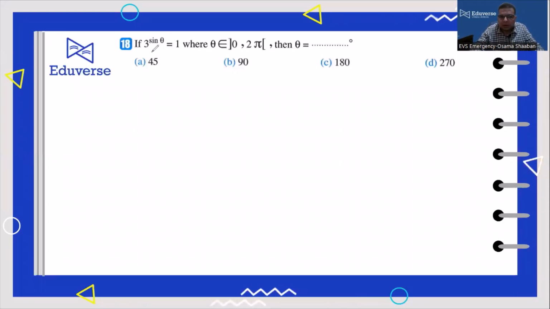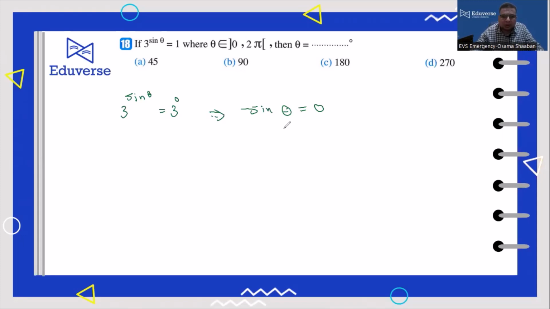Number 18: 3 power sine theta equals 1, and theta here is between 0 and 2 pi, where 0 does not belong and 360 does not belong. Then theta equals what? Okay, you have 3 power sine theta equals 1. That means 3 power 0 will be 1. So the base equals the base, so the power equals the power. So sine theta equals 0.